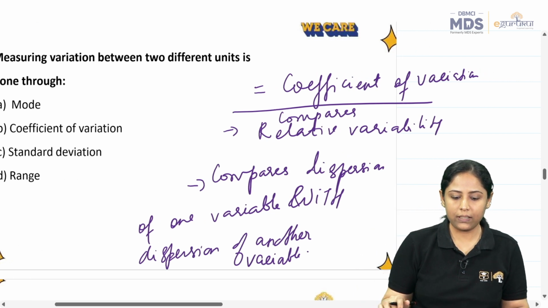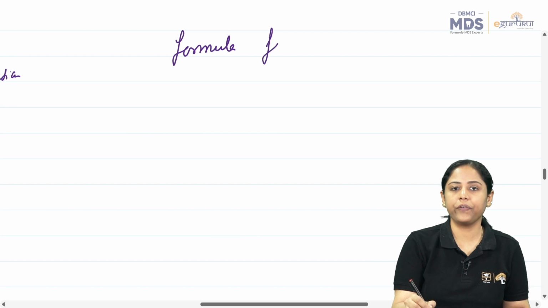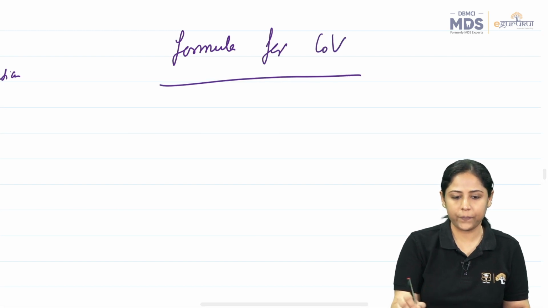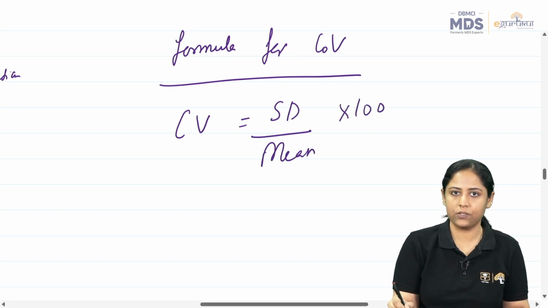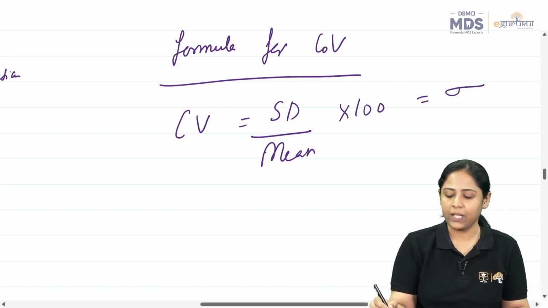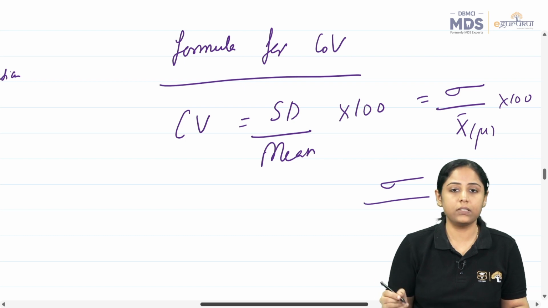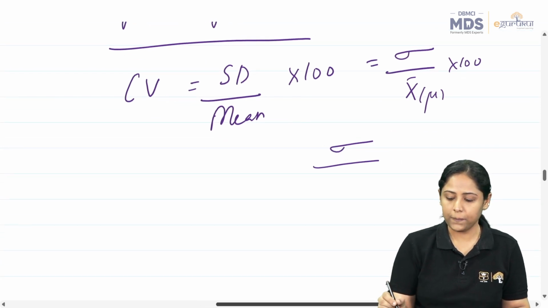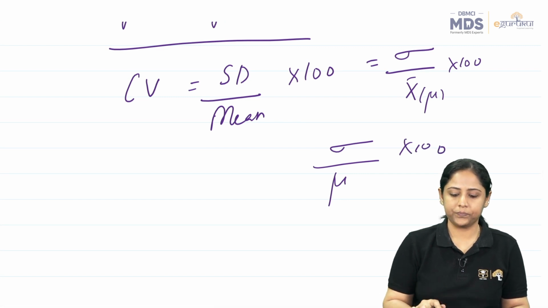So what is the formula? Formula for coefficient of variation is standard deviation by mean into 100. It is also denoted by sigma by x bar, or x bar can also be called mu. So it can also be denoted as sigma by mu into 100.